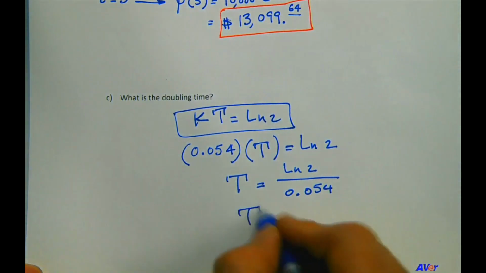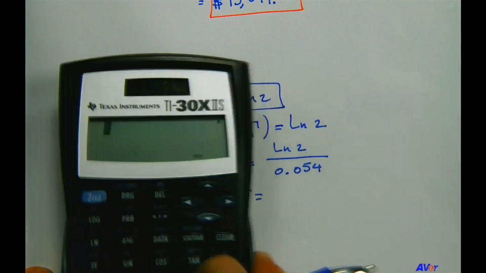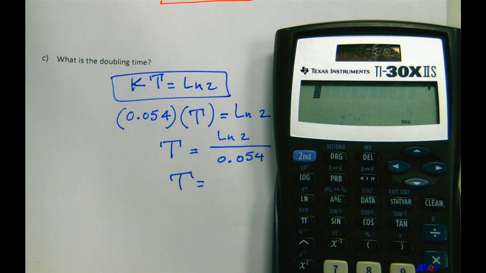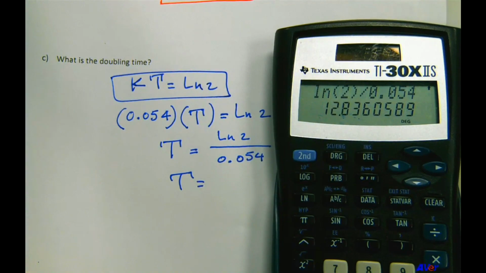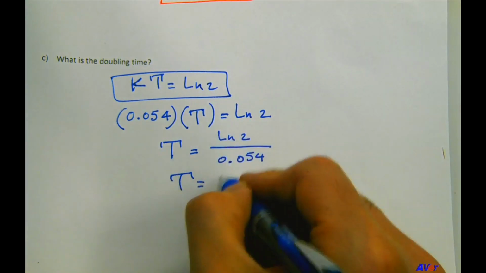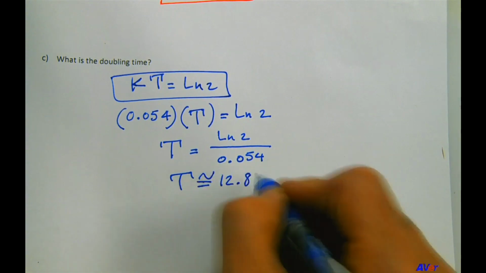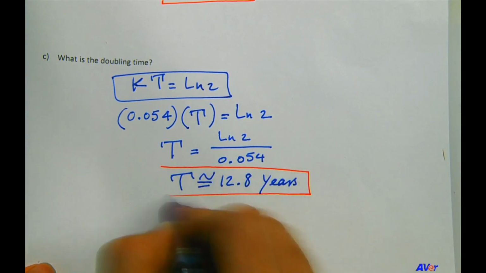Okay, so the doubling time is simply equal to natural log of 2 divided by 0.054. So there we have it. The doubling time is 12.8 years. It's very fast, isn't it? And this is roughly that, so we're rounding this. So 12.8 years. Okay. This is quite fast.